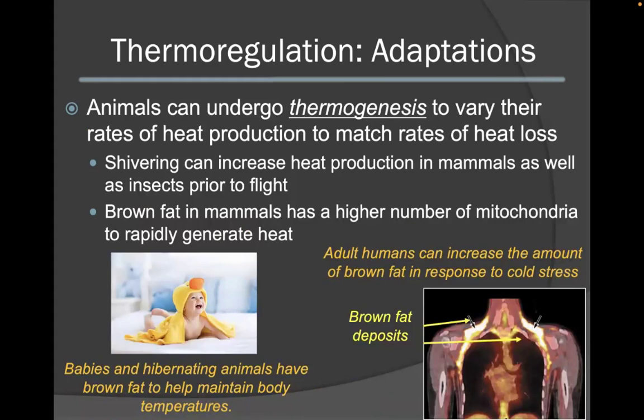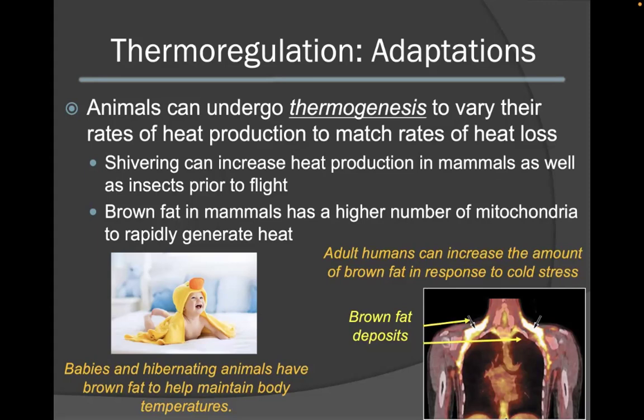Animals can also undergo what is termed thermogenesis to vary their rates of heat production in order to match their rates of heat loss. This can be seen in shivering. Shivering can help to increase heat production in animals, as well as insects prior to flight.